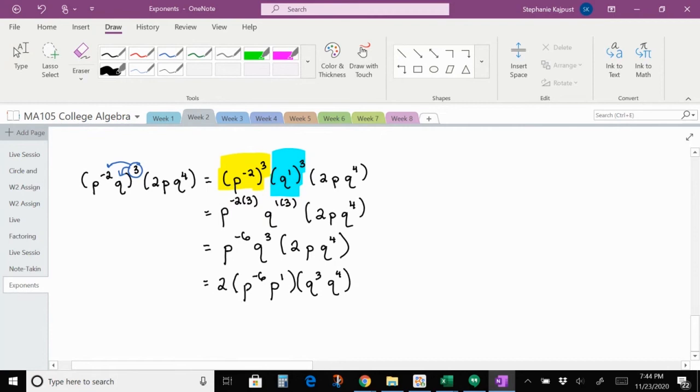Now I'm going to simplify the p's and the q's. When they're multiplied, the exponents add. So I'm going to write that out, negative 6 plus 1. And on the q, we have 3 plus 4.